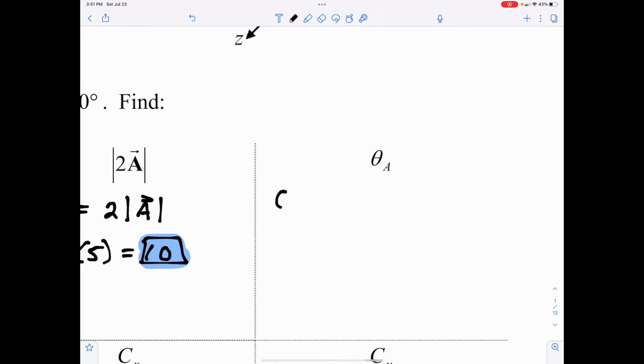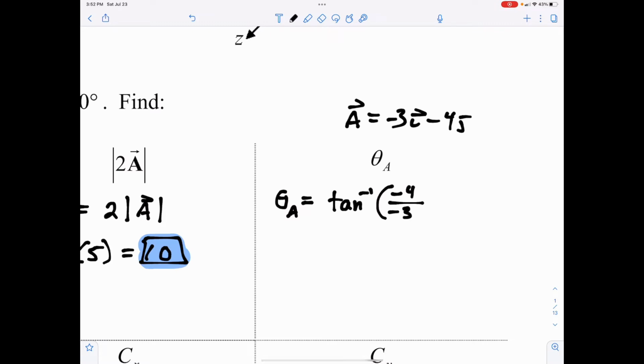Okay, now to find theta, the angle of A, the direction of A, we're going to use the arctan equation with the y component over the x component. So the y component was negative 4. Remember, A was negative 3i minus 4j. So the y component is negative 4. The x component is negative 3. Now, when we put this in our calculator and we take the arctan of 4/3, we get 53 degrees.